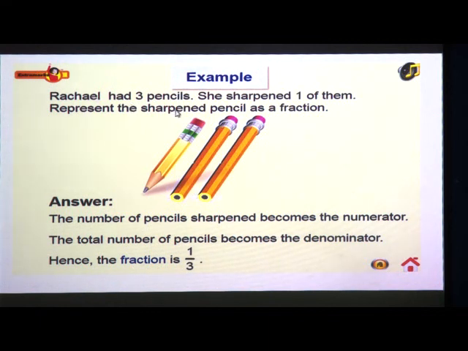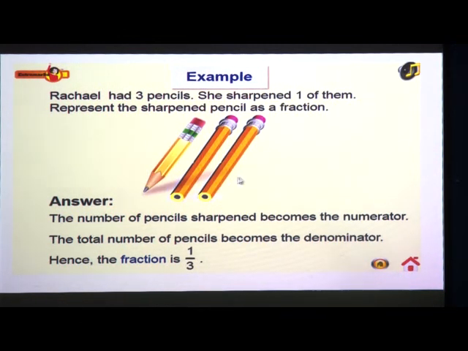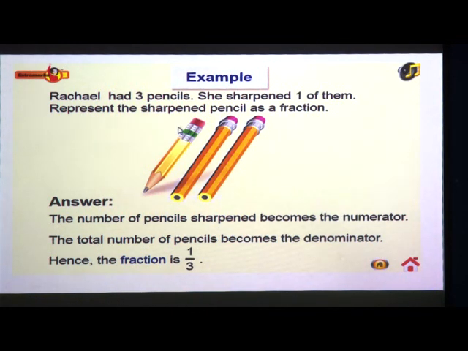Rachel had 3 pencils. She sharpened one of them. Represent the sharpened pencil as a fraction. Now, how many pencils does she have? She has 3 pencils. Out of that, she sharpened one pencil. The number of pencils sharpened becomes the numerator. How many pencils did she sharpen? One pencil. And what is the total number of pencils? 3 pencils. Out of 3 pencils, 1 pencil has been sharpened.